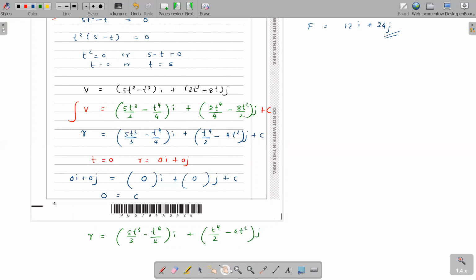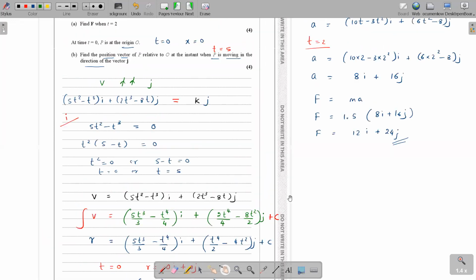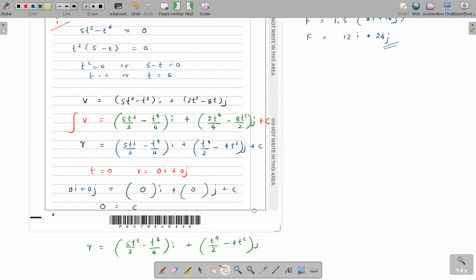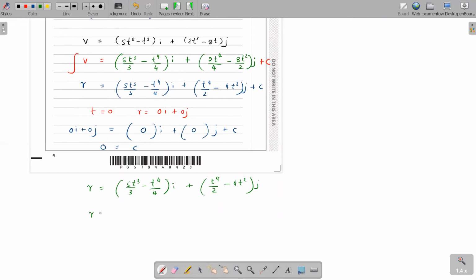They have told you very clearly to find the position vector when it is moving parallel to j. I found that when it's moving parallel, time equals 5. So you have to find the position vector when time equals 5. Just go and replace the time with 5. So tell me the answer. What do you get here?